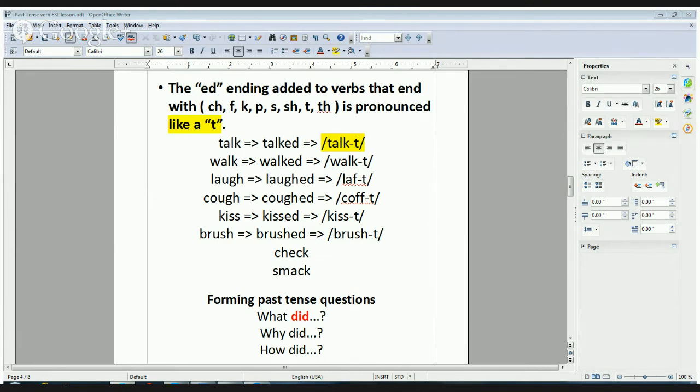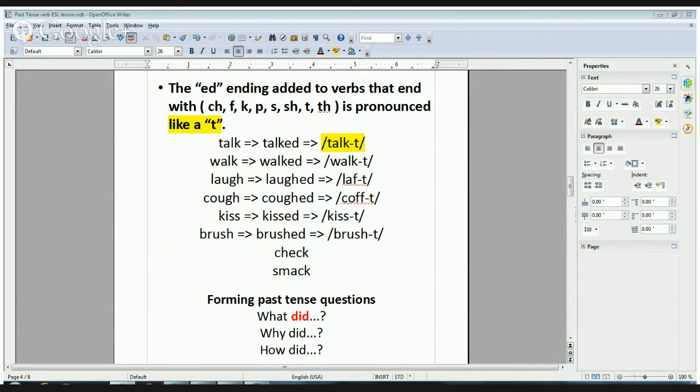Checked. Smacked. There you go. That's good. That's it. I can hear you thinking about that, Rafa. Good. Checked and smacked. Very good. Uh-huh. All right. She smacked him.